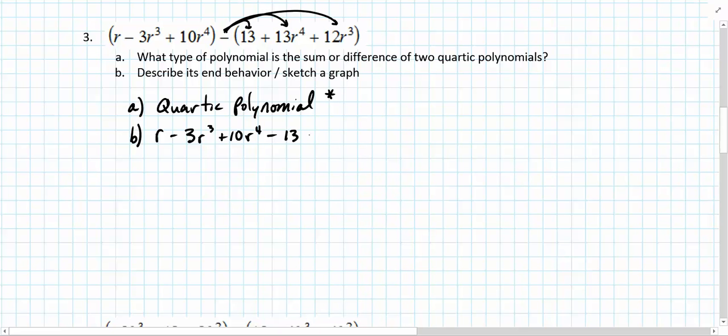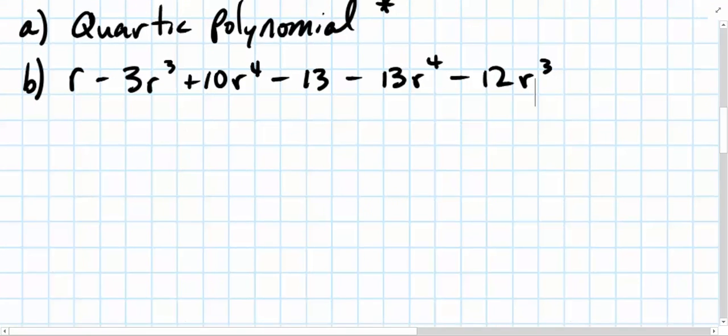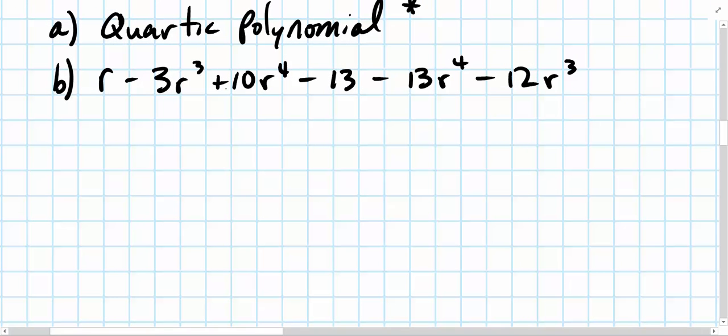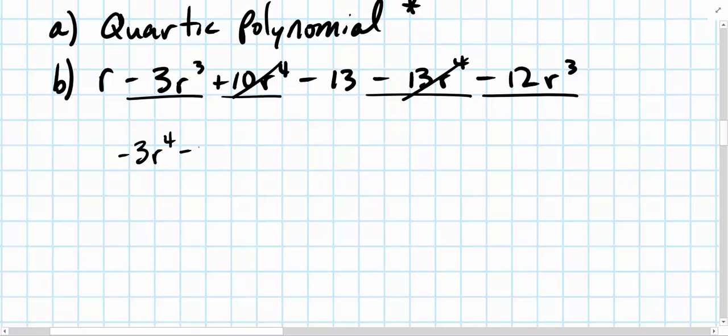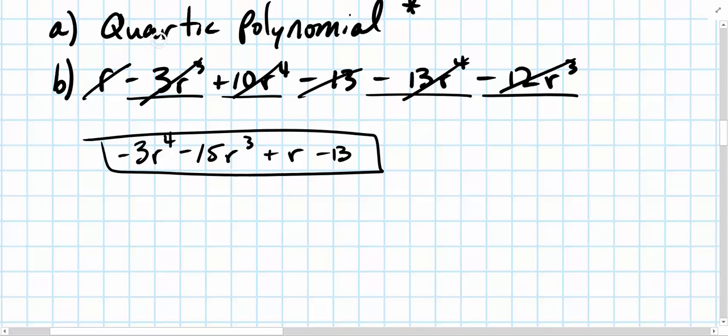So we have a minus 13r to the fourth minus 12r cubed. Now we can combine like terms. And 10r to the fourth minus 13r to the fourth comes out to be negative 3r to the fourth power. That takes care of those two terms. Then we have a negative 3r cubed minus 12r cubed. That's minus 15r cubed. That takes care of both of those terms. Finally, we have an r with no other like terms. That's a positive r, and a negative 13 with no other like terms either. So this is the resulting polynomial, which again is another quartic polynomial, in this case with a negative leading coefficient.